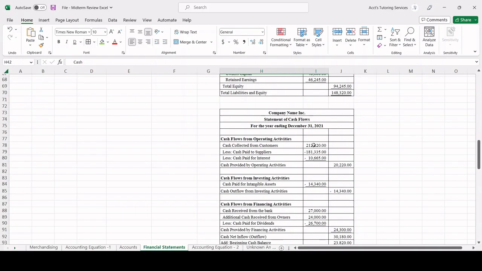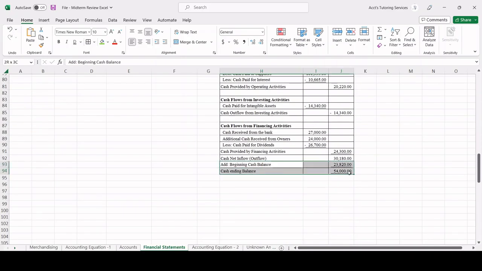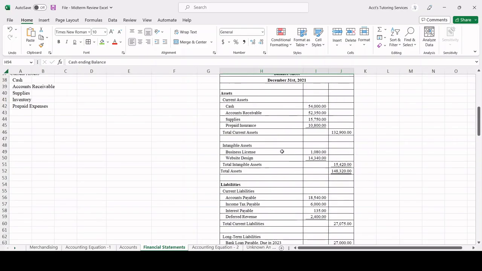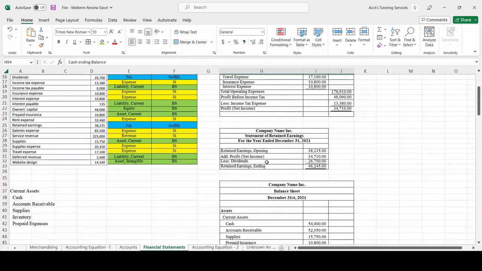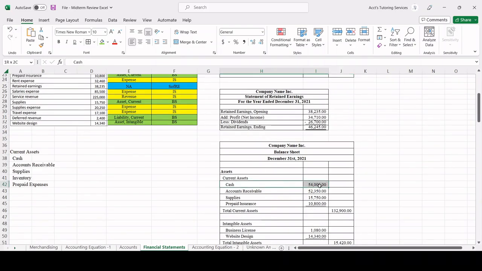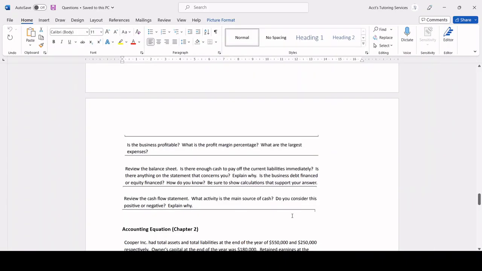So essentially the cash flow statement, we're reconciling the beginning balance and the ending balance, and if this number does not equal this number, then you guys did something wrong. So remember, double check your work. It could be a calculation error, you could have missed something, etc. So, all right, now that we're done the financial statements, let's actually tackle these questions.